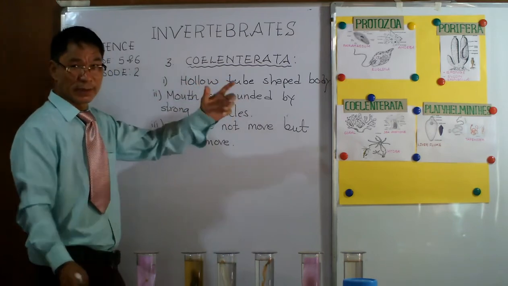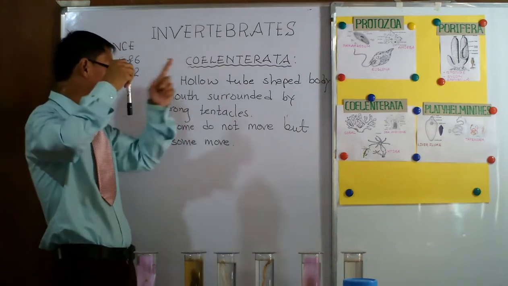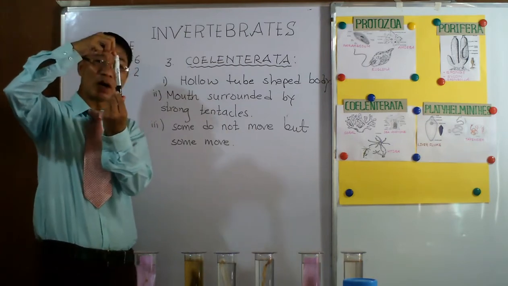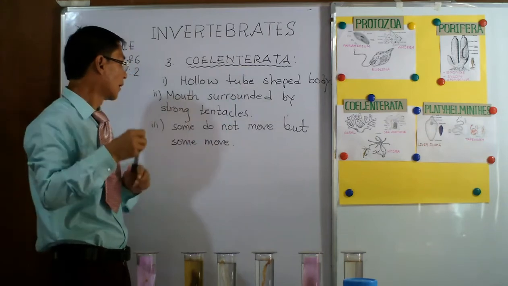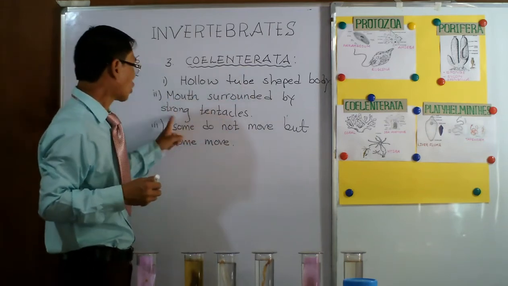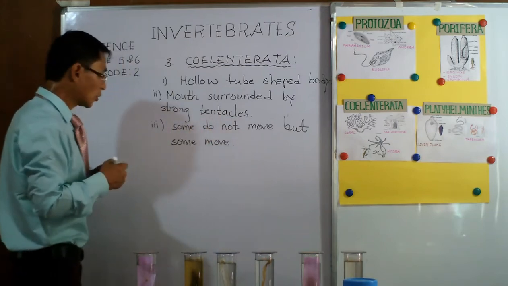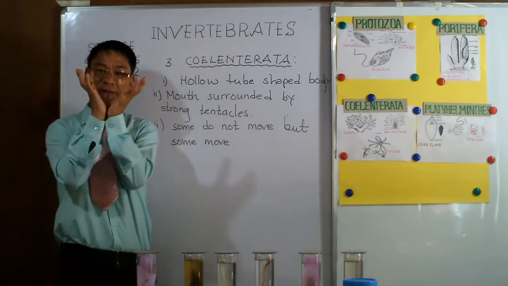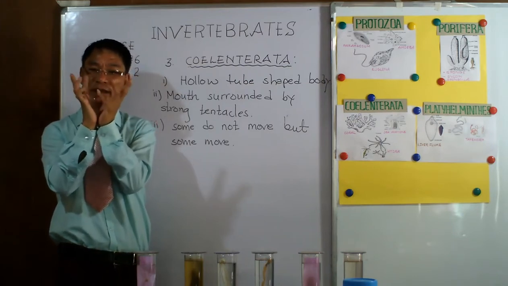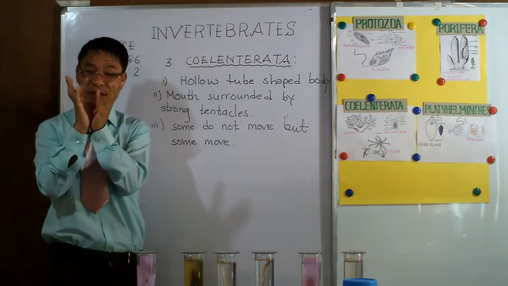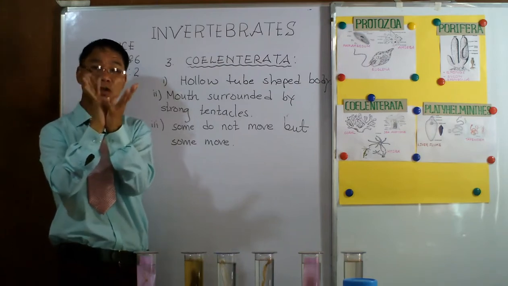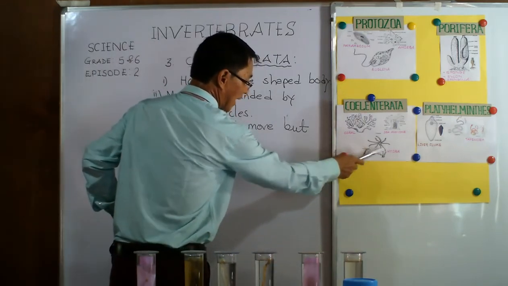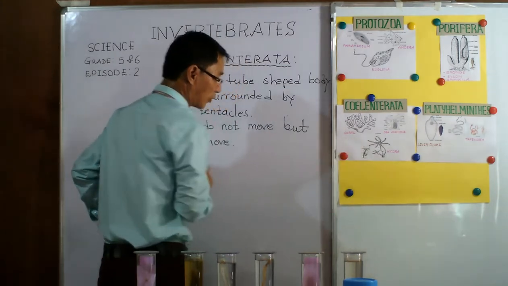Hollow tube shaped means the body of this Cylindrica is hollow, shaped like a tube, hollow from top to bottom. Now, mouth surrounded by strong tentacles. Now, I would like to draw here. Tentacles are strong muscles of a Cylindrica animal. They are present around the mouth of the animal. If you could see here, these all are tentacles and they are around the mouth.